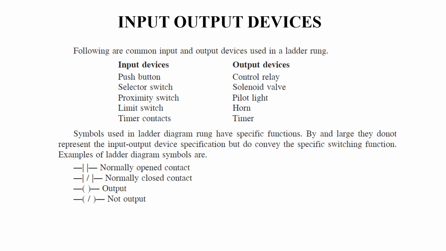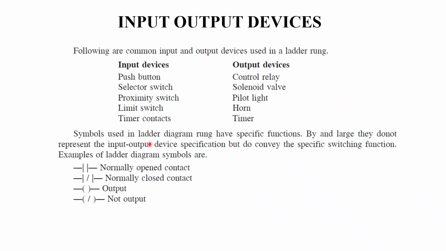Before going to programming a PLC, let us see what input and output devices are available. The following are the common input and output devices used in the ladder rung. Input devices, as I discussed in the architecture, include push button, selector switch, proximity switch, limit switch, timer contacts. Similarly, output devices are control relay, solenoid valve, pilot light, horn, timer.